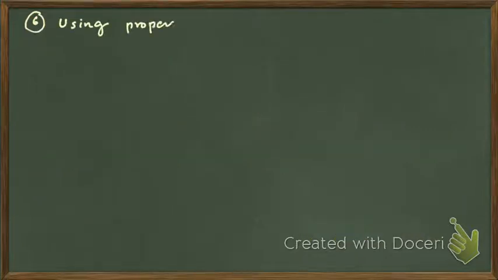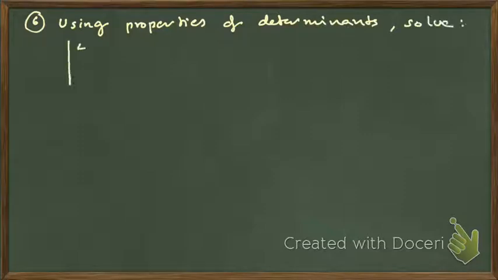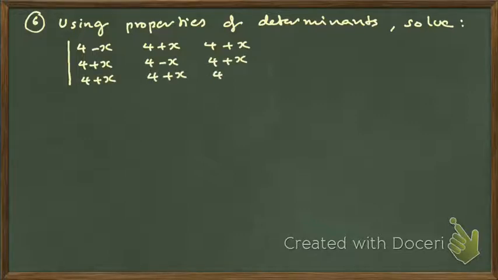Another question. Using properties of determinants, solve. This is a solved question and not a proof question. That's very important when you read the question. You should check if it is a proof question or a solved question. If it is a proof question, I start with the LHS, I apply properties and try to get the RHS. But this is a solved question. So it's an equation. So everywhere I need to keep writing equal to 0. The whole question has to be copied.